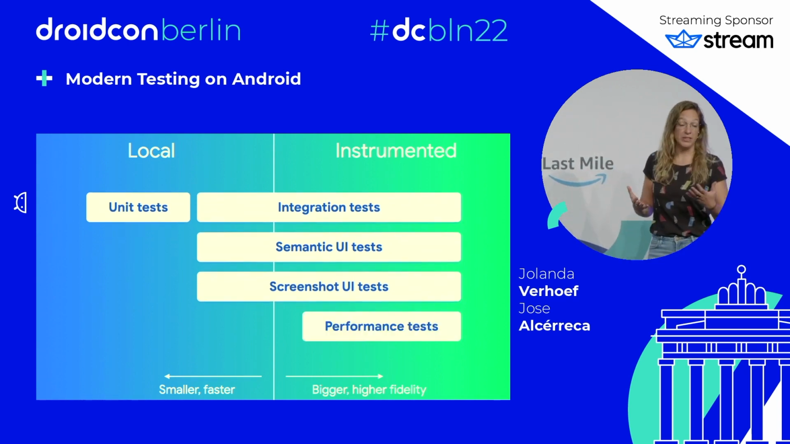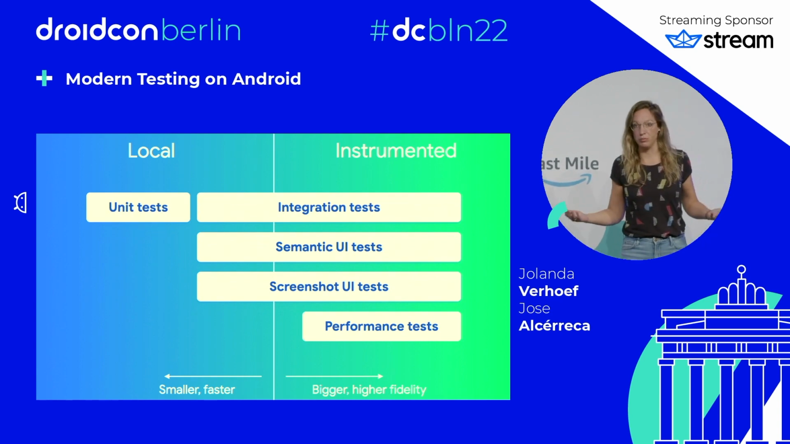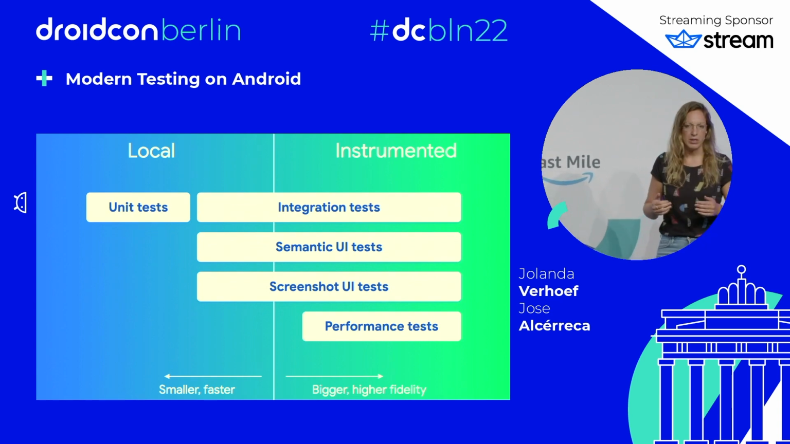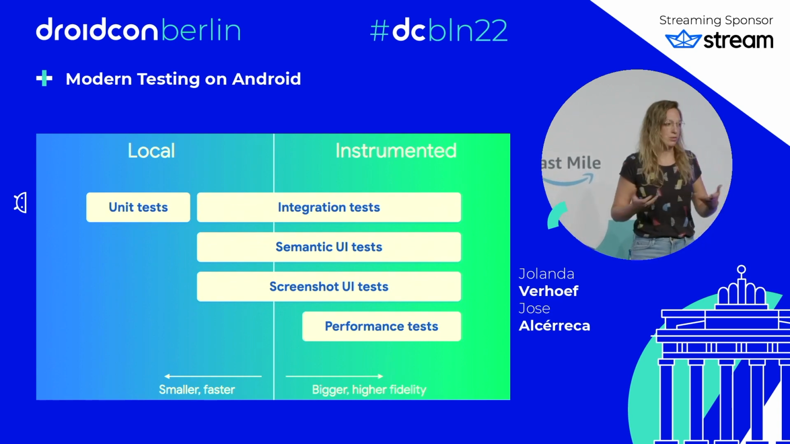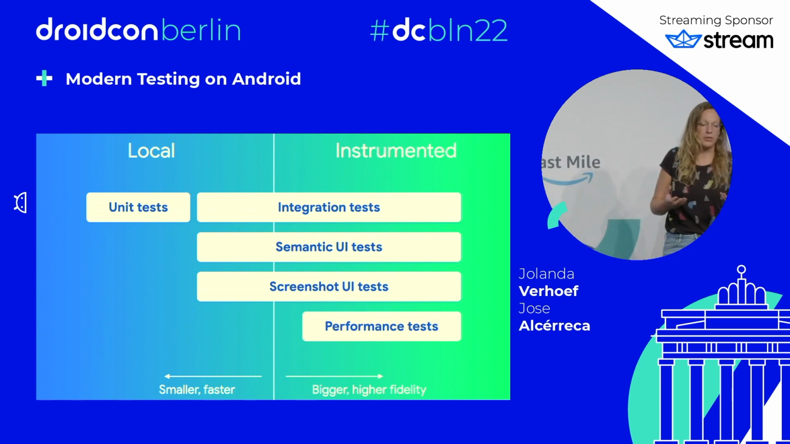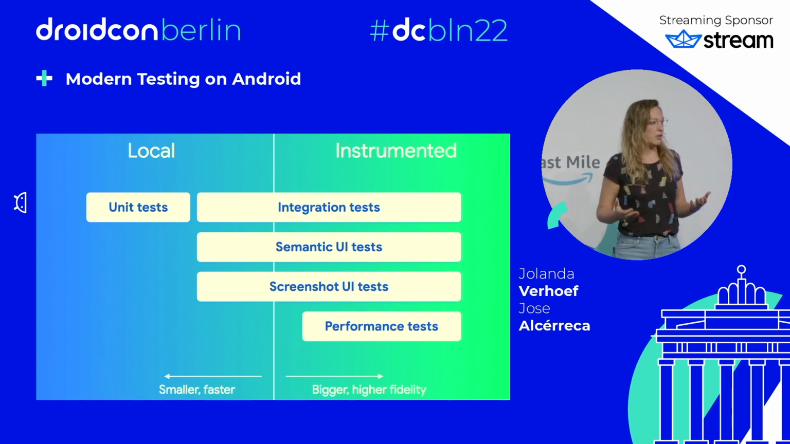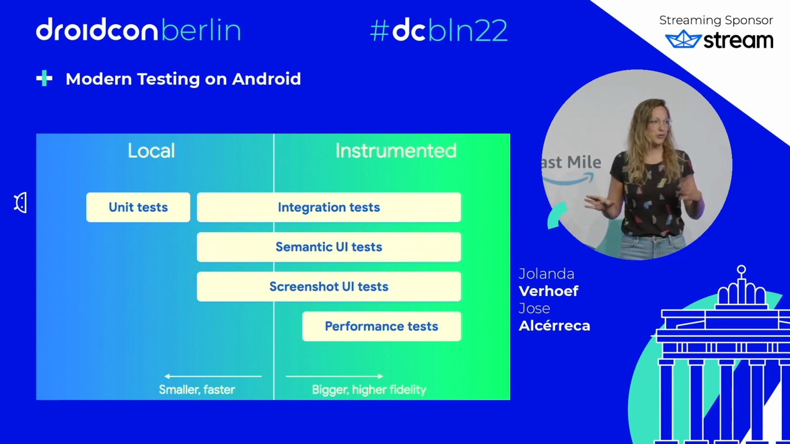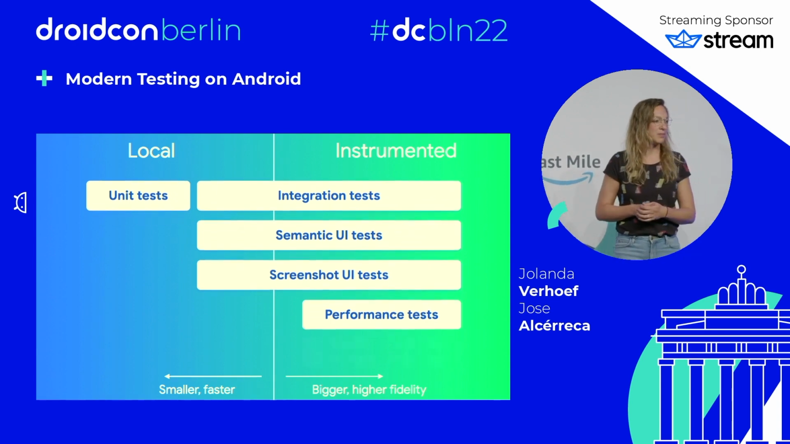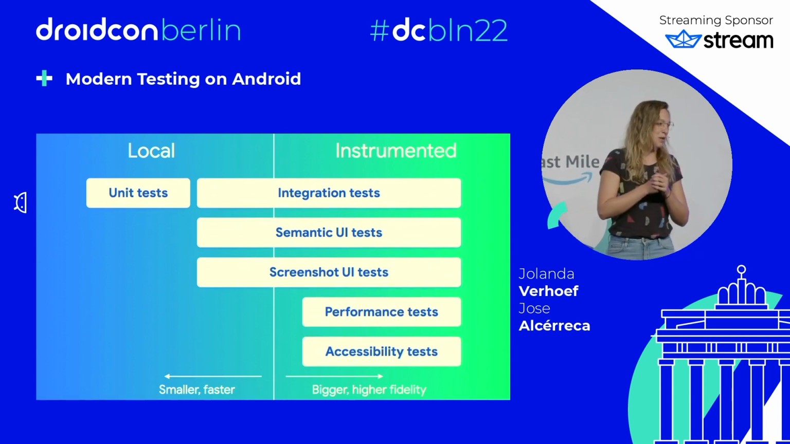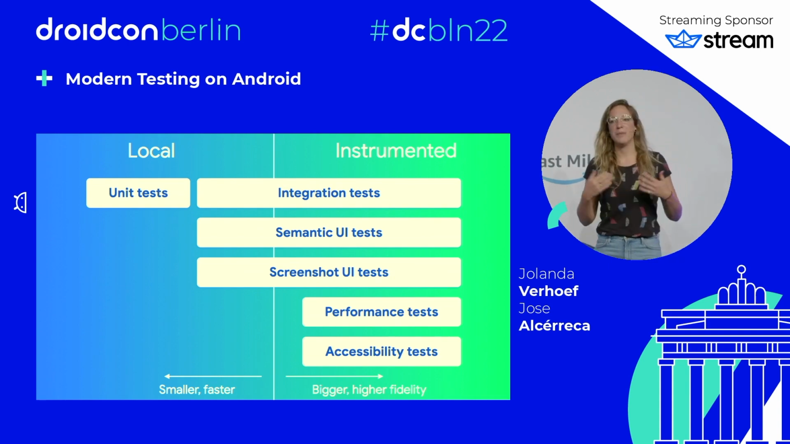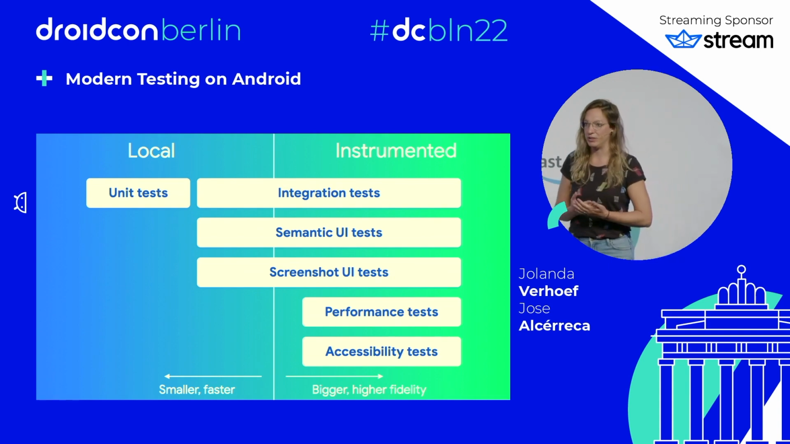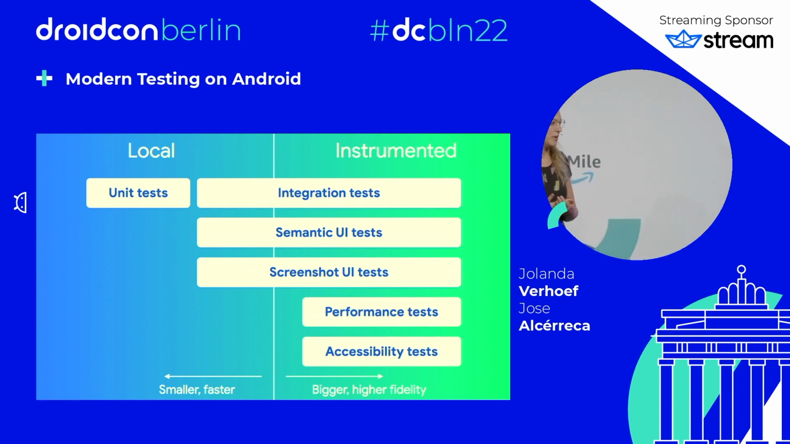Now, performance tests verify that your app performs in different scenarios. They need to be run on an actual device, because only a real device will give you a realistic picture of the speed of the execution of your app. If you're interested, there's a lot of interesting talks during this conference on performance. And a personal favorite of mine, accessibility tests. You do want to check that your app is accessible, and you can do that in an automated manner as well.